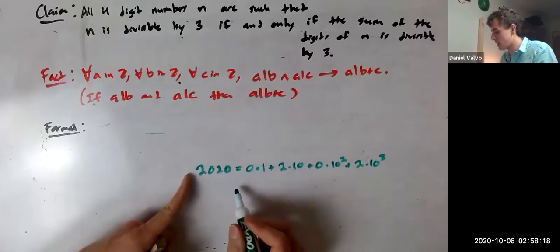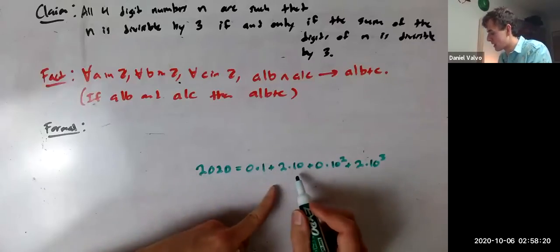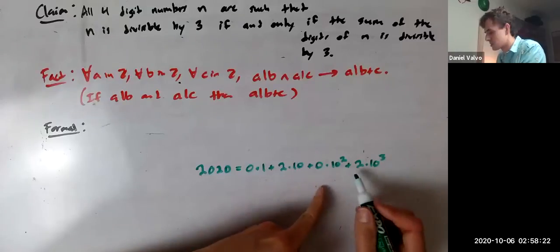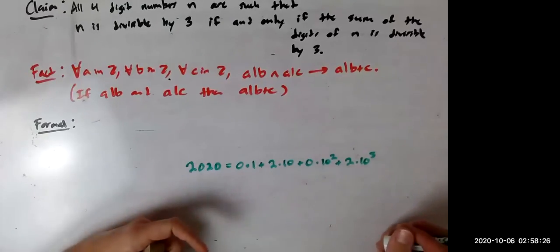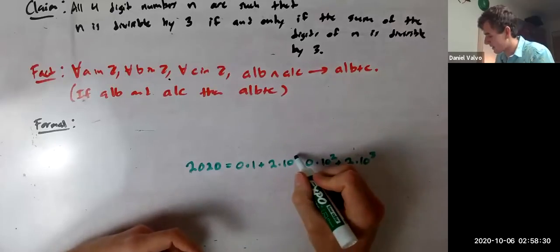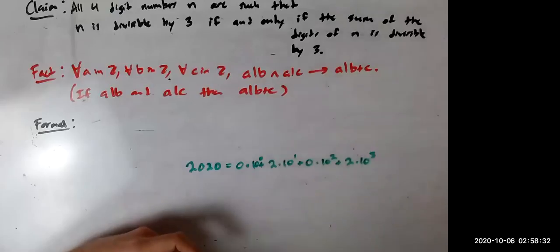So 2000 equals 0 times 1 plus 2 times 10 plus 0 times 10 squared plus 2 times 10 cubed. Well, if you're going to write it that way, maybe you should write it as 10 to the 0 and 10 to the 1. Not a bad way to look at it. Yeah.